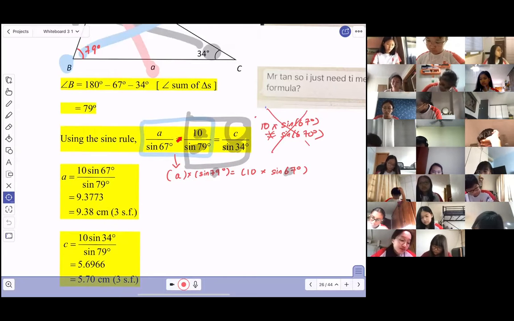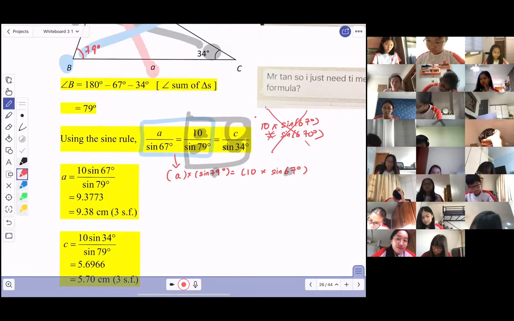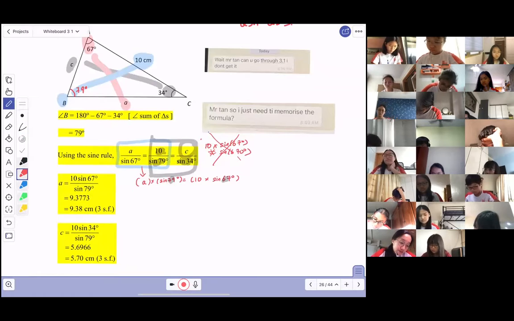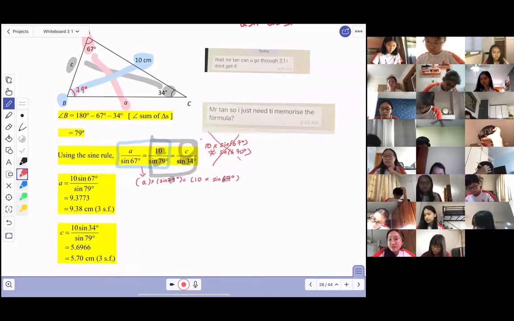Okay, so I'm just going to stay on this slide for about 10 seconds. I want to make sure you know how to apply the sine rule. Wow, I saw a lot of you all done already. So you just give me a while. Those who are done, just help me check the answer. 1, 2, 3, 4, 5, 6. Okay, 6 people are done.